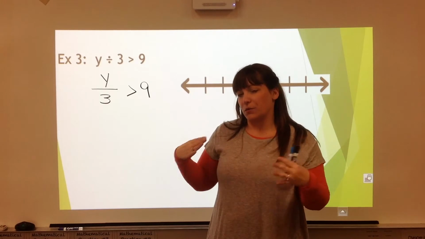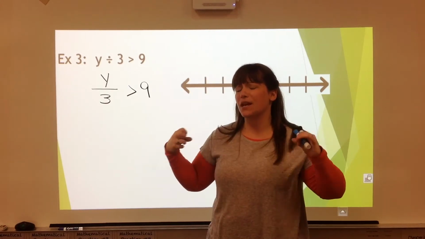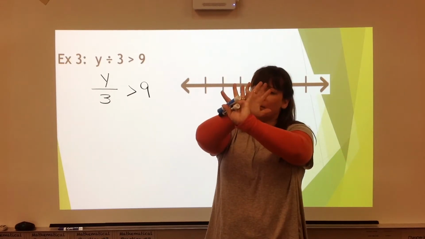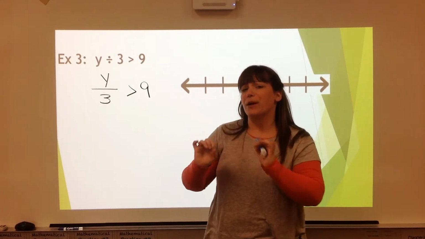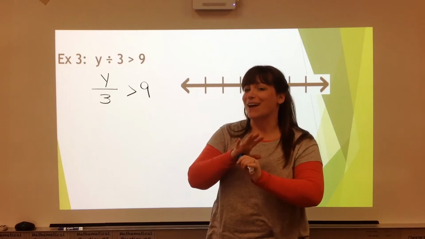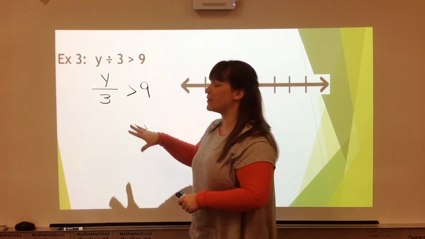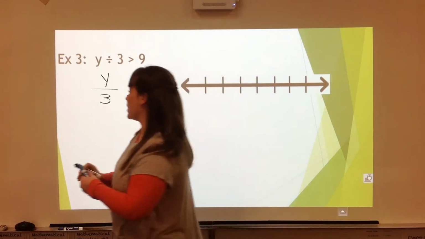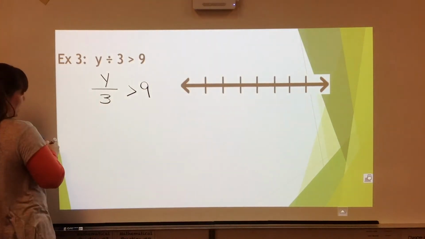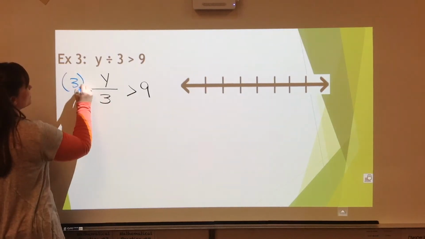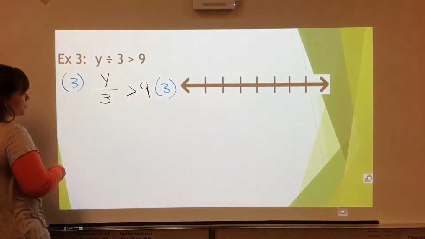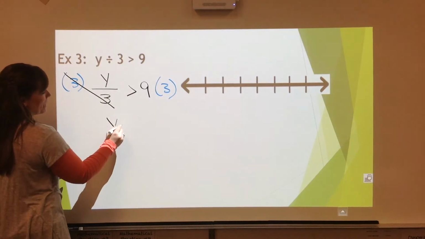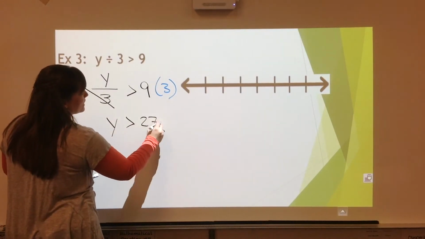I know I told you that you could cross multiply. Be careful when you cross multiply that you're going from the bottom up diagonally so that your numbers stay on the same side that they're supposed to. So that's my only warning when you're doing the cross multiplication. I would prefer to multiply both sides. I'm going to multiply by 3 on the left and on the right. When I do this, 3 divided by 3 is 1. I'm left with y being greater than 27.